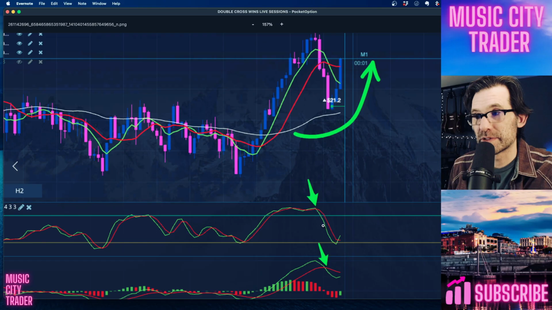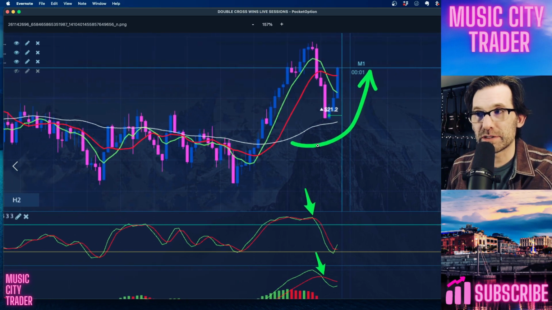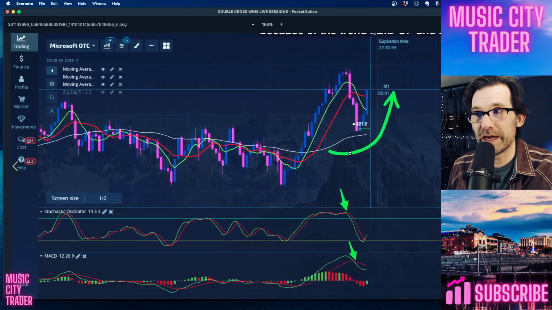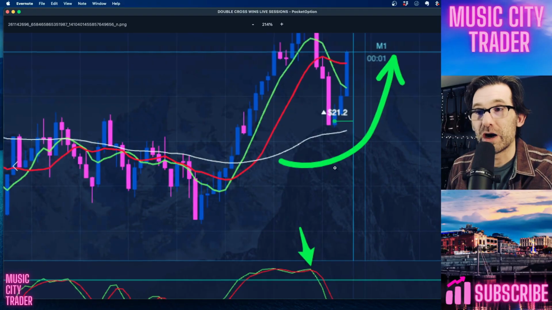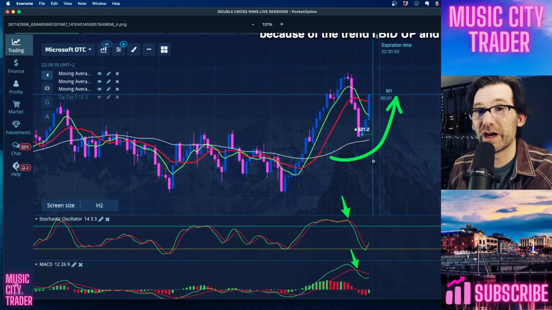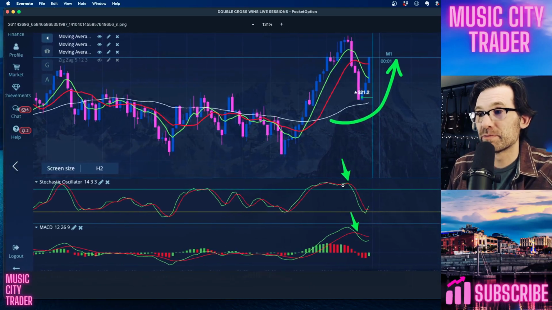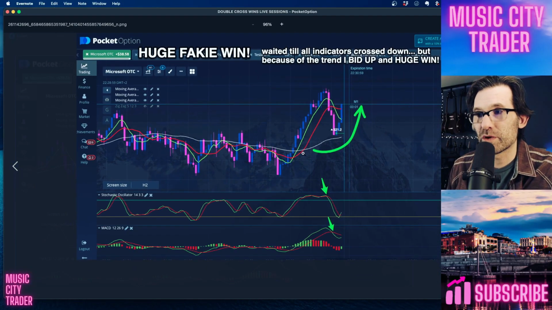So you let the stochastic cross, you let the MACD cross, and then you give it a candle or two to breathe. And when it starts to show you that it's actually going to rebound, you go ahead and take the entry in the opposite direction, with the trend. The only scary part about this method is you're really bidding against these indicators. You're bidding against the MACD and stochastic, who have both crossed in the same direction, but you're trusting more of the upward trend motion.